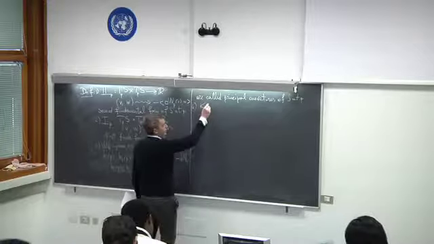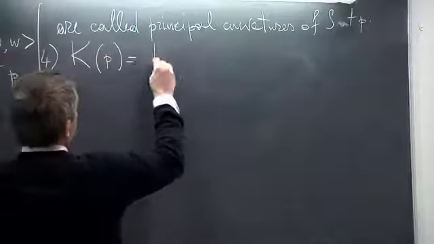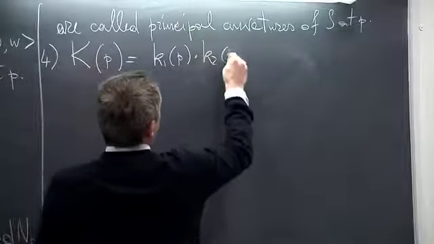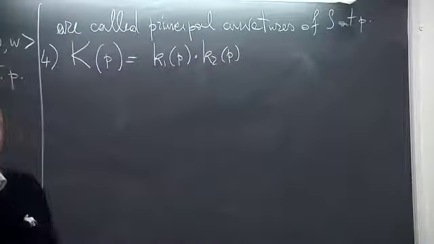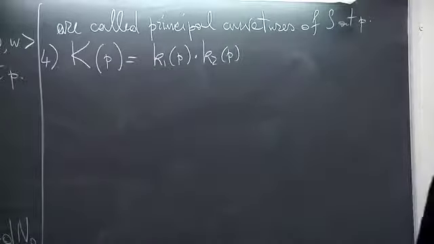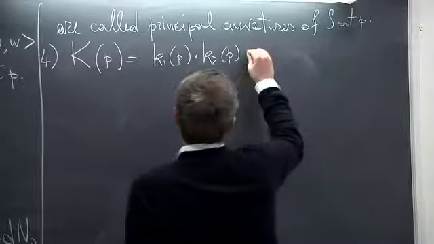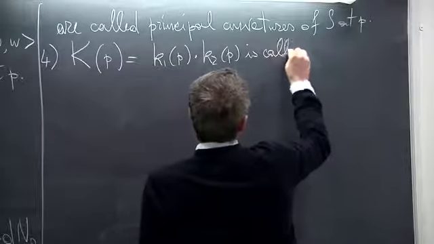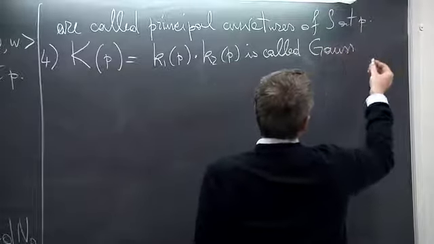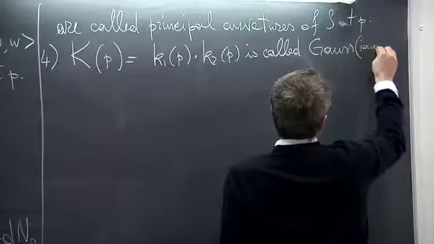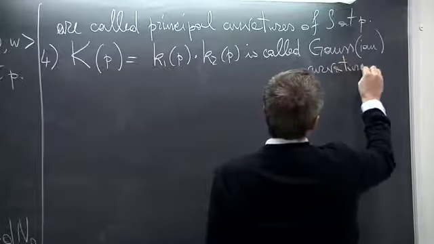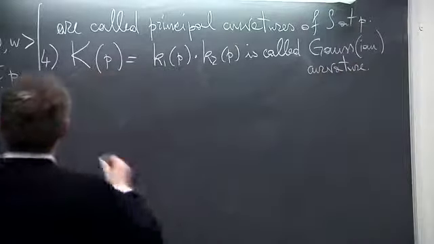So capital K at P is the product of the two eigenvalues, which of course is the determinant of the matrix. This is called Gauss curvature, or Gaussian curvature, it is the same. Gauss, from time to time, Gaussian curvature. Of S at P, I don't repeat it.